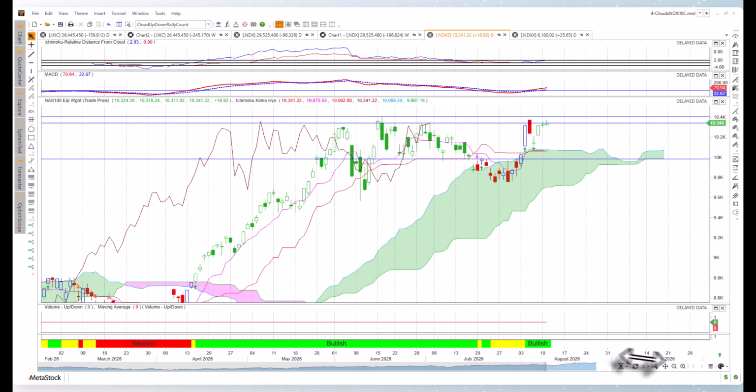We're also going into the August, September, October seasonally weak period, so the market could come back and test the top end of the Ichimoku cloud and then rally into the year end to make another attempt at breaking out from that trading range.